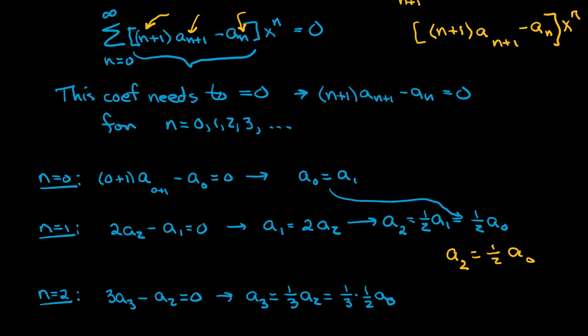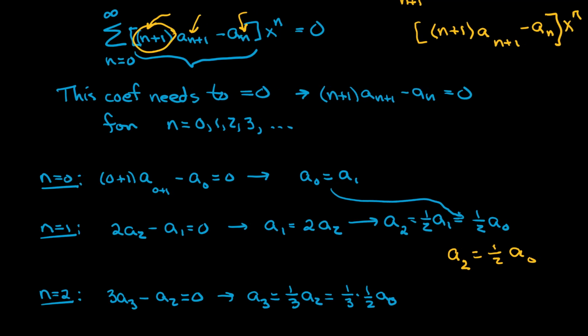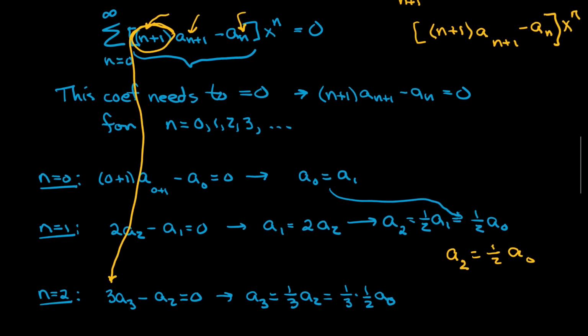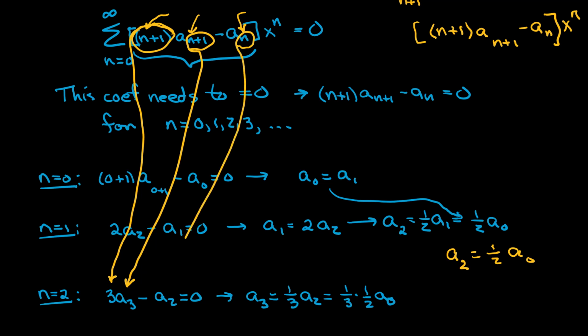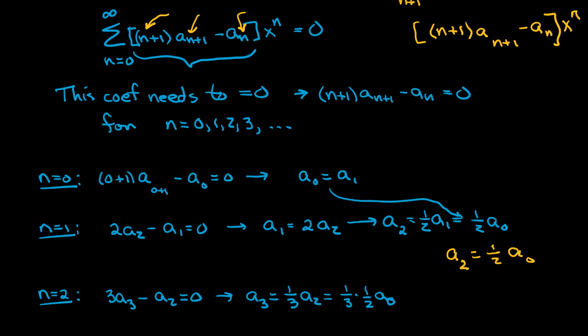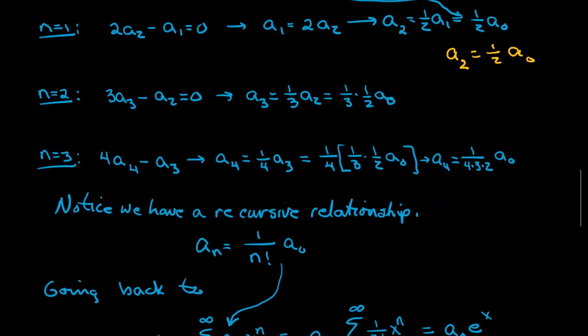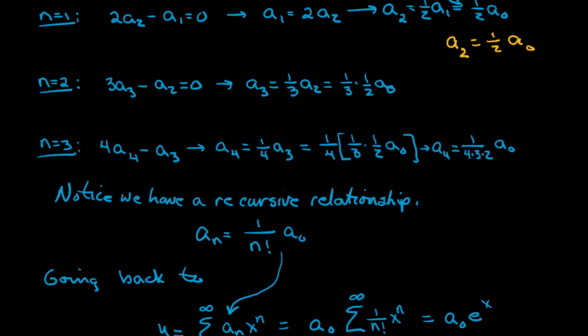Next, moving to n having a value of 2, I can substitute that into this first coefficient. 2 plus 1 is 3. A sub 2 plus 1 is going to be a sub 3. A sub n, well, n is the 2, is going to give me a sub 2. So at this point now, I have 3 times a sub 3 minus a sub 2 equals 0.